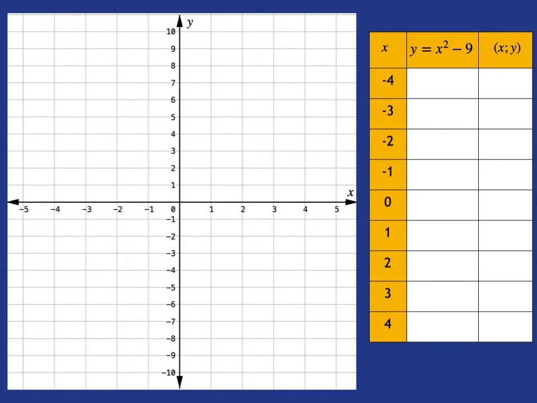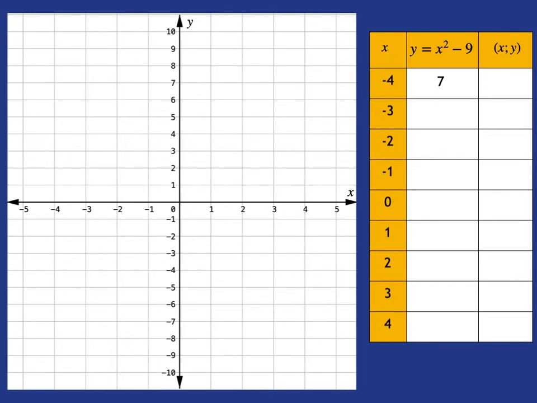So when x is -4, how do we work out what the y value is? Well, we simply substitute -4 into that formula. We'll get -4 squared subtract 9. -4 squared is 16. 16 subtract 9 is 7.